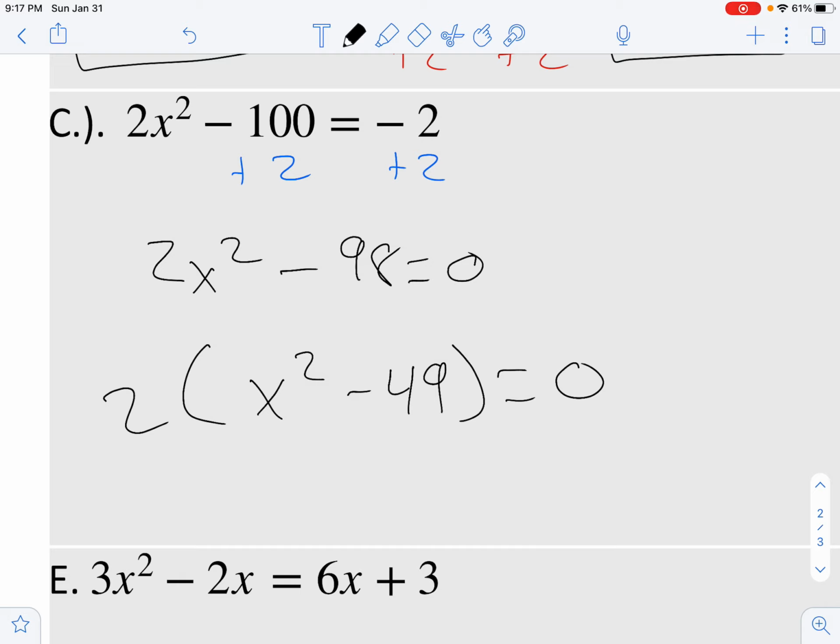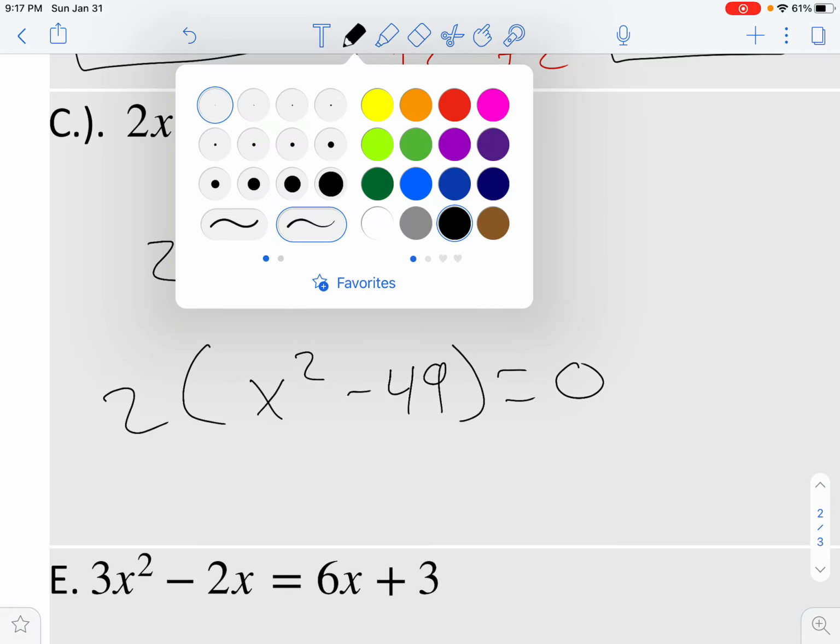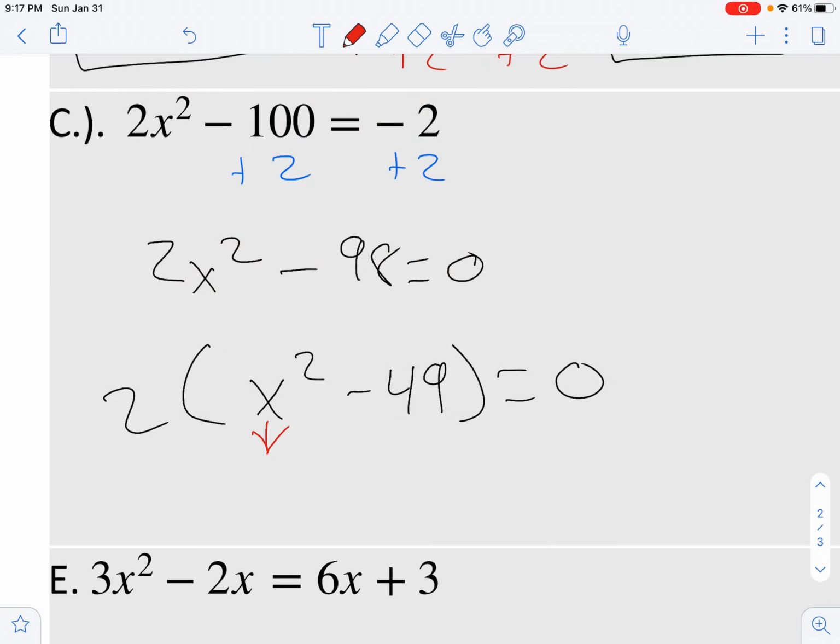Now I have two terms. They're all perfect squares and subtracting, so this is a difference of squares. Take the square root of x squared, the square root of 49. Oh, I always do that. And then I get two sets, x plus 7, x minus 7. This 2, still chilling.